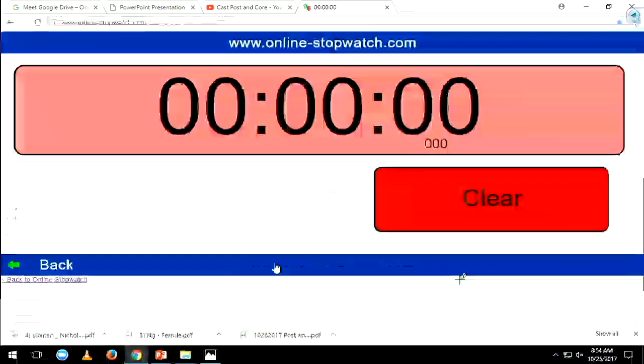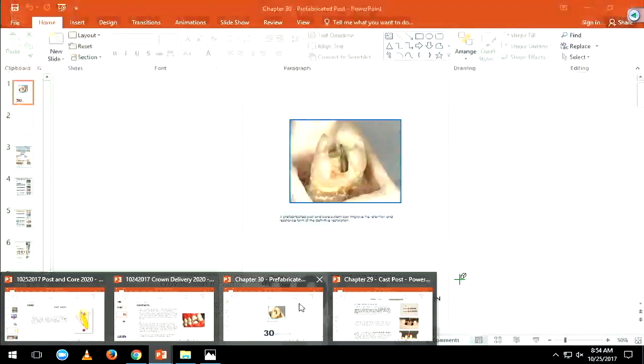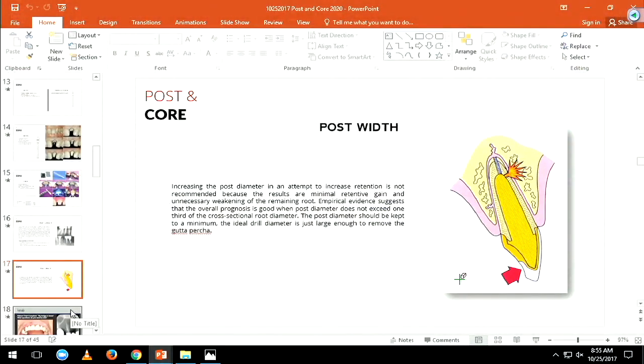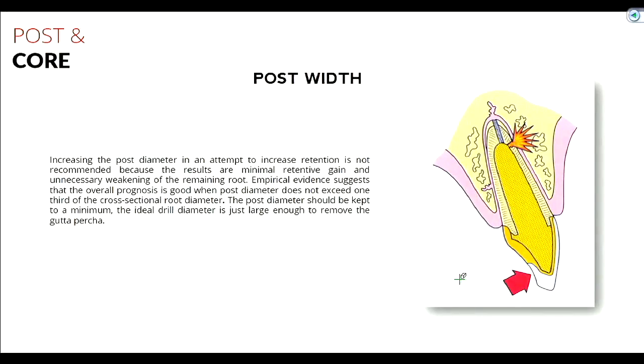So let's talk about this idea of ferrule. Okay, so we talked about post width. And again, just another point. Somebody asked about amalgam core buildups: generally that's reserved for posterior teeth. You generally don't have enough width of a pulp chamber and adequate wall size for an amalgam core for an anterior tooth. That, and you have this big block of amalgam that's really dark, so if you use any sort of anterior crown, that's not going to work out. So just keep that in mind.